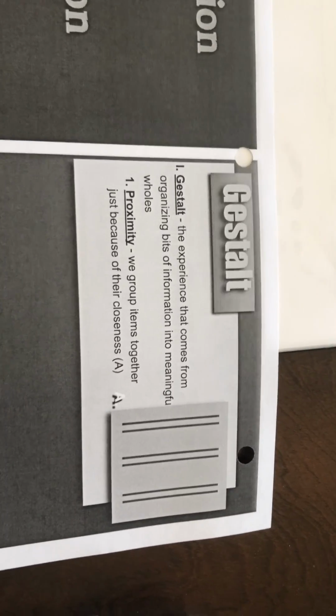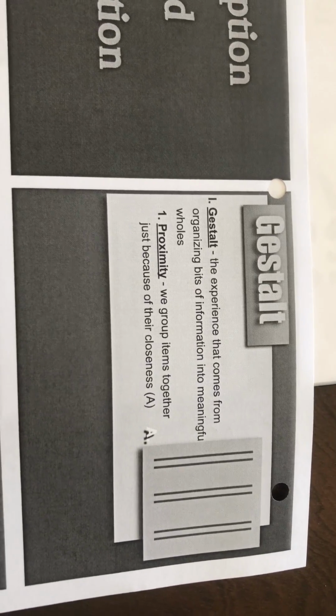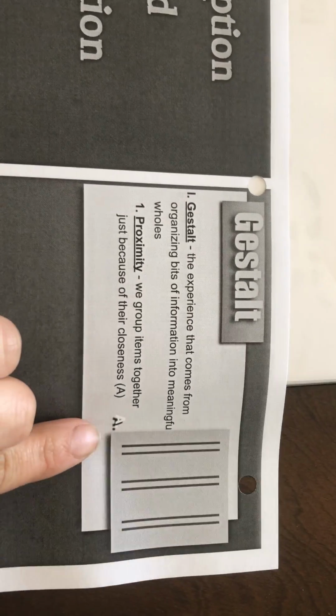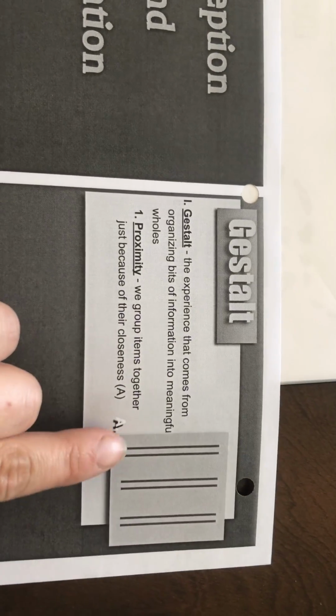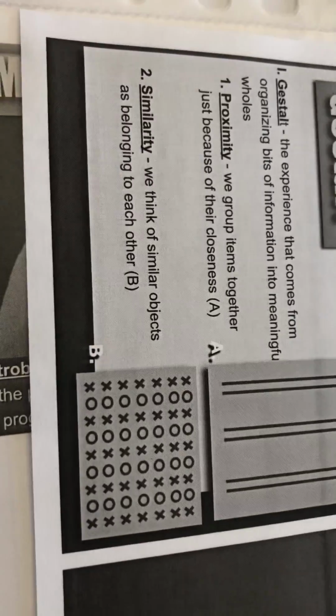Okay, so Gestalt Principles, the first one we talked about was proximity. Proximity is that we group items together just because of their closeness. So here, instead of seeing 6 bars, we see 3 groups of 2 because they're close together. So we group them as groups of 2. So that is proximity.